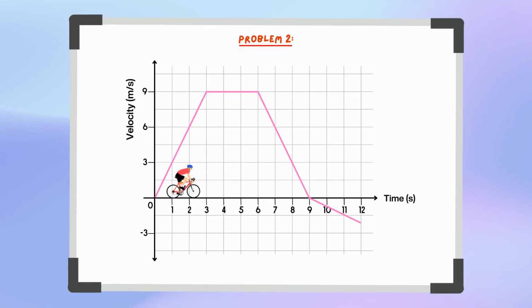Now let's look at another problem. A cyclist's velocity time graph indicates that from 0 to 3 seconds, the cyclist accelerates uniformly from 0 to 9 meters per second. Then, from 3 to 6 seconds, they maintain this velocity of 9 meters per second. From 6 to 9 seconds, the cyclist decelerates uniformly to a velocity of 0 meters per second. Finally, from 9 to 12 seconds, the cyclist further decelerates uniformly to -2 meters per second. Given this velocity time graph, calculate the total displacement of the cyclist.